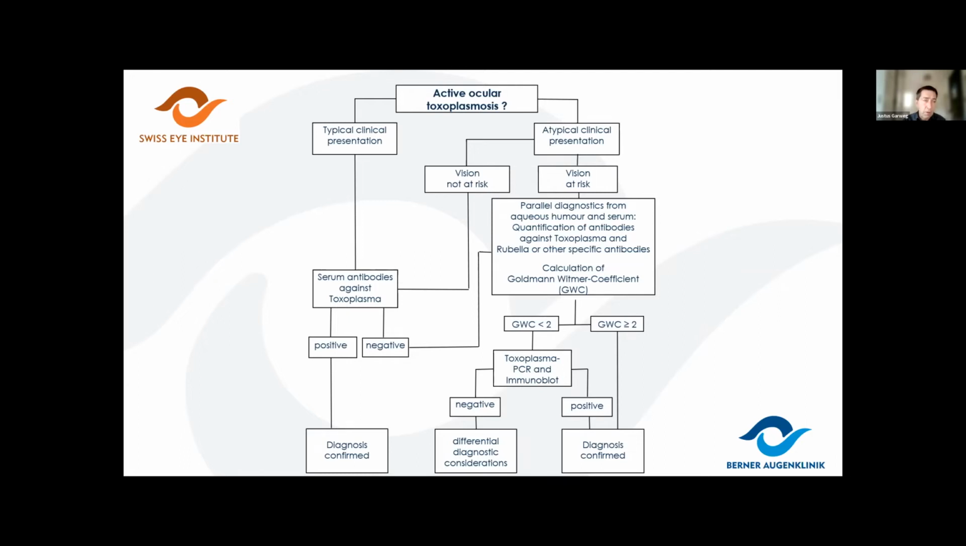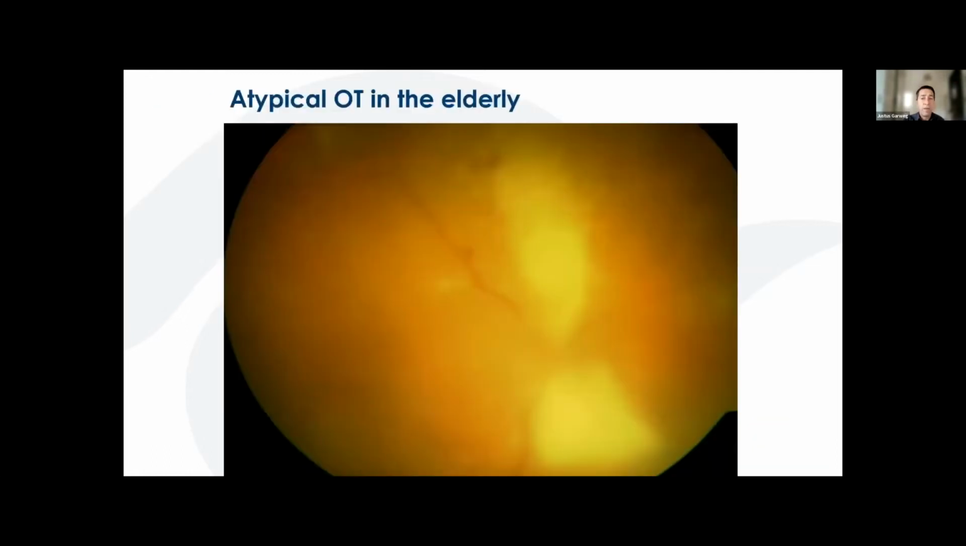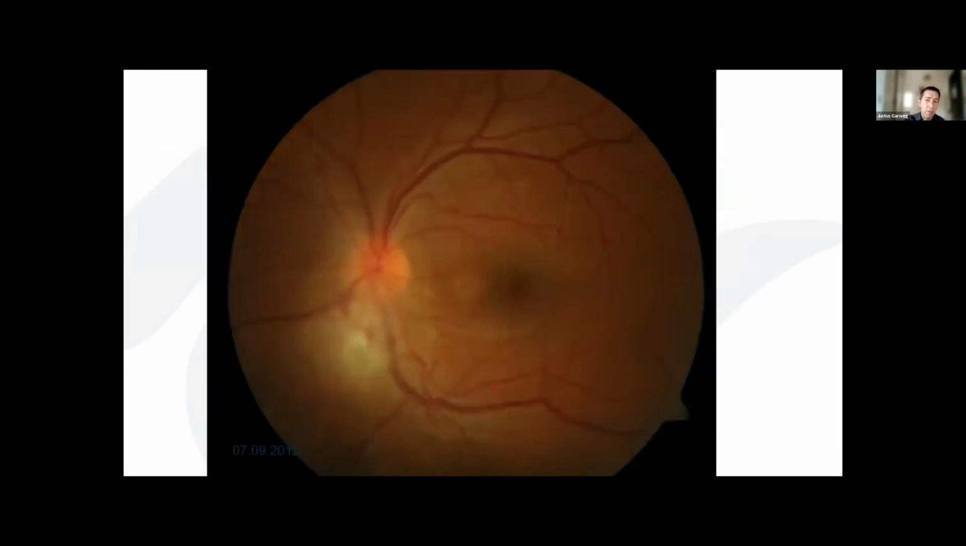If you do not want to do PCR or have no access to PCR, then you could do aqueous humor immunoblot testing, which is also highly informative in our hands. Here you see such an atypical case where you could not differentiate toxo from CMV because of the retinal images and the extensive retinal involvement. This was toxo, but we primarily thought it could as well be some lymphomatous infiltration or CMV disease.